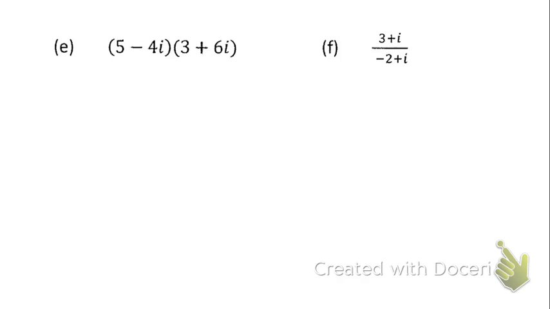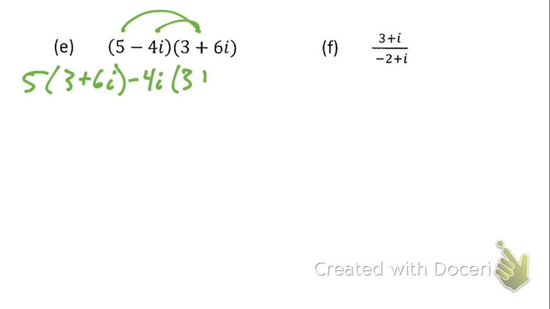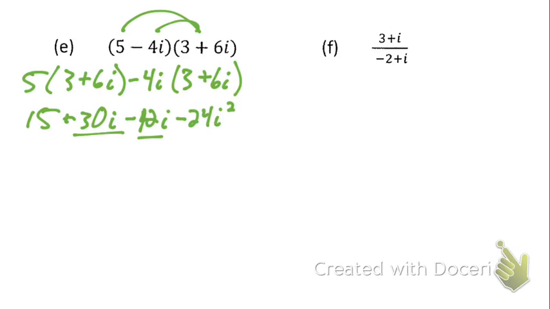All right. These beasts right here. So I'm going to take 5 and multiply it by that. And then I'm going to take negative 4i and multiply it by the same thing. So I get 15 plus 30i. And then I have negative 12i minus 24i squared.